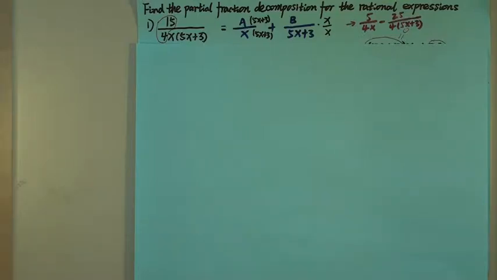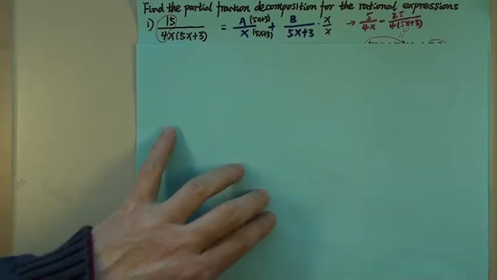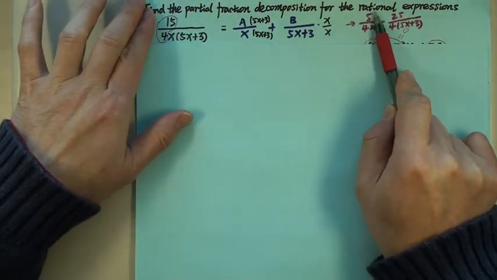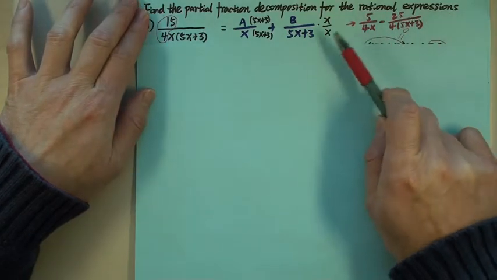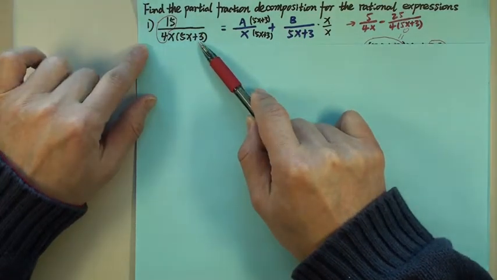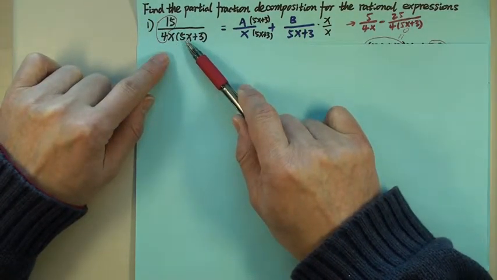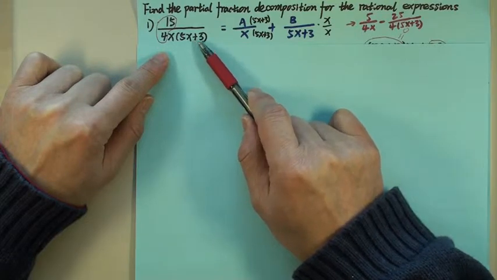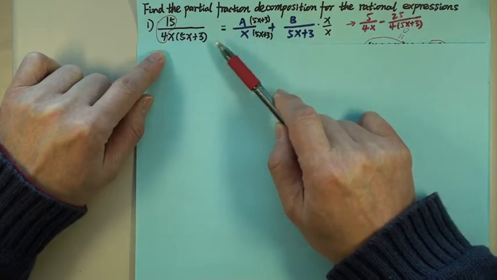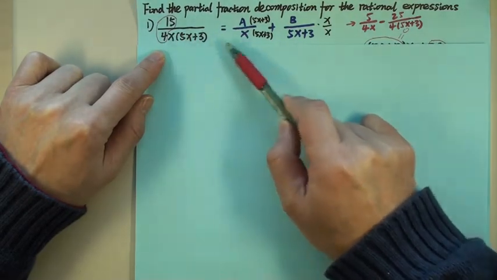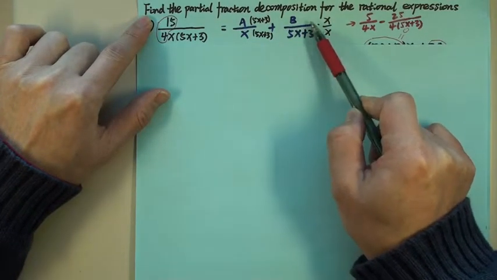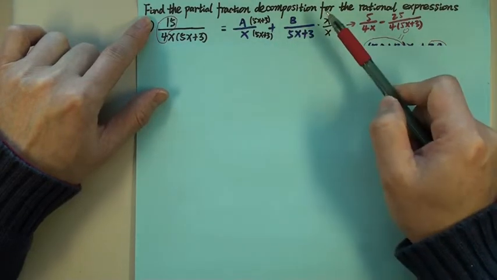In this lecture, we will talk about how to find the partial fraction decomposition for rational expressions. You see here we have a rational expression, 15 over 4x times quantity 5x plus 3. We want to decompose this rational expression into a simpler one, a over x plus b over 5x plus 3.